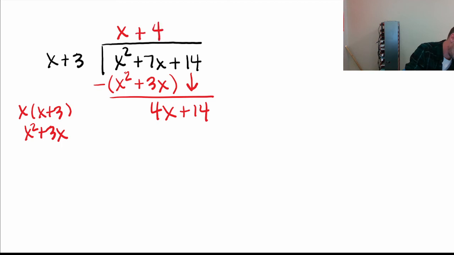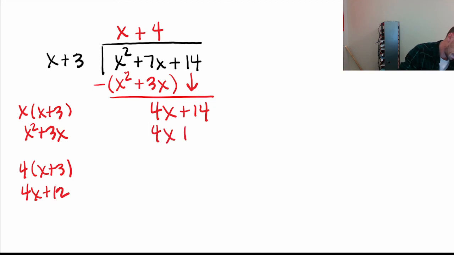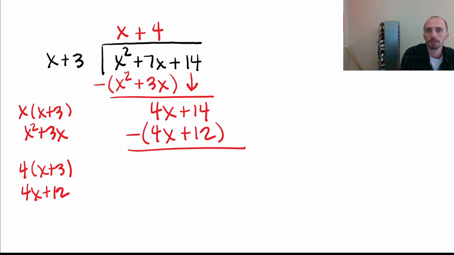So x plus 4. I distribute the 4 onto the x plus 3. And I'll get 4x plus 12. And that's what I'm going to be subtracting. Okay, and so I'll say, okay, 4x minus 4x, that's nothing. 14 minus 12, that's 2.